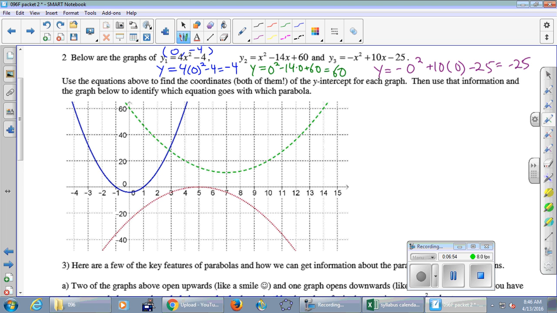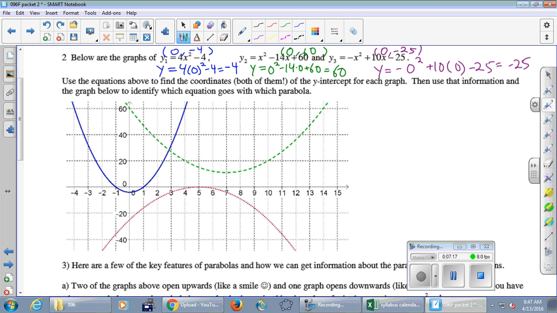And for the next one, 0, 60. And the last one, 0, negative 25. Okay, and so we can plot these points and take a look at the graphs here.